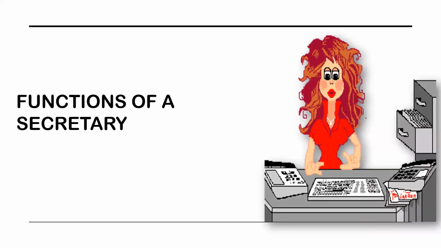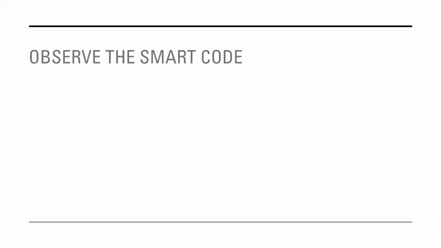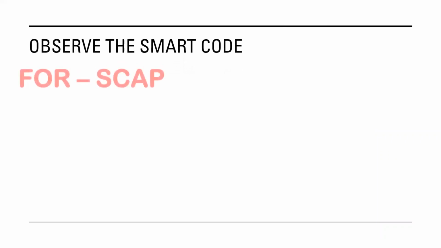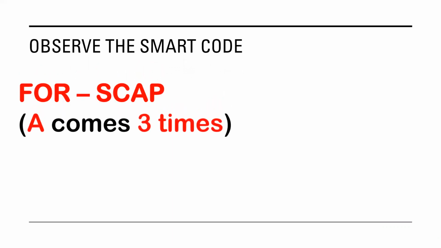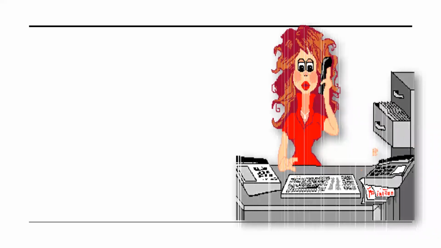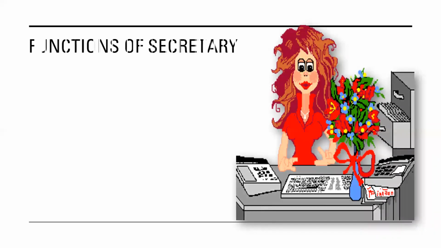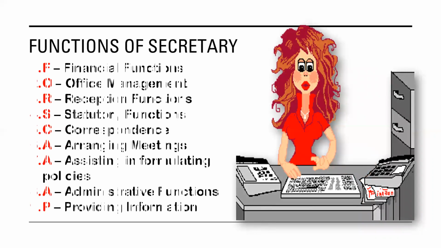Then yesterday we finished the topic functions of secretary. So let's have a quick view at the pointers. The smart code which I gave you was FORSCAAAP, where A comes 3 times. So let's see what the pointers of the smart code are.